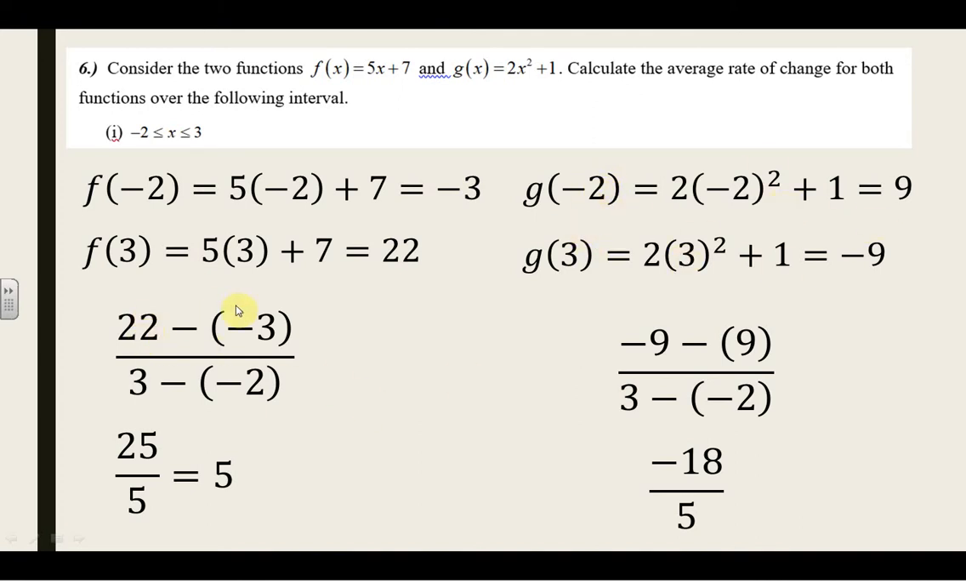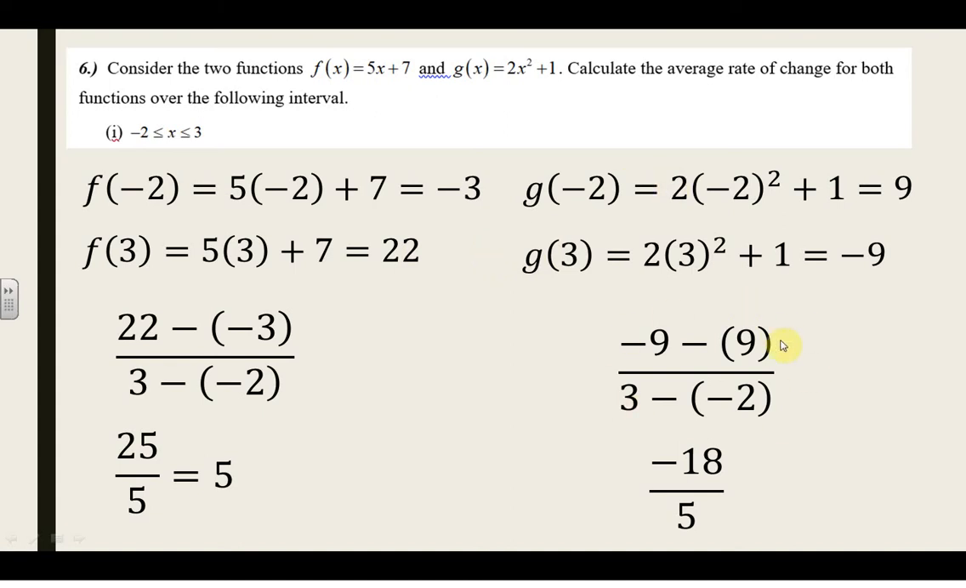Now, it's going to be y minus y, which is, remember, your output. So 22 minus -3. Be careful when you subtract a negative. And then 3 minus -2. Could you have done -2 minus 3? You sure could have. But then you would need to make sure that you did -3 minus 22. Order matters. Y's are on the top.